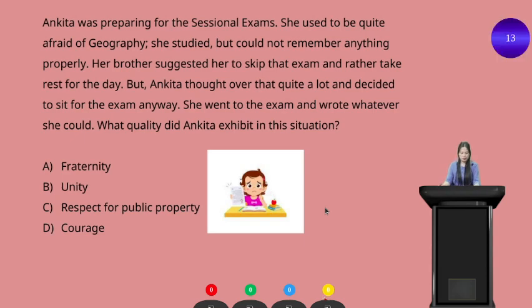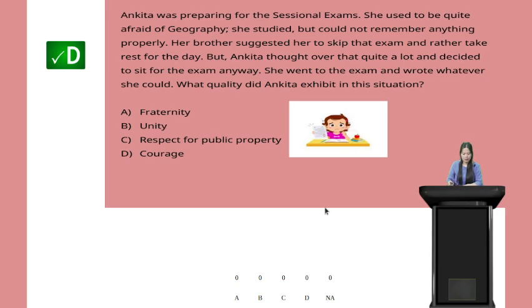Yes, students. So Ankita, even though she could not remember anything properly, she went ahead to the exam and wrote whatever she could. So what quality did Ankita exhibit in this situation? Yes, students, very good. The correct answer is option D, that is courage. Okay, in this situation, Ankita exhibited courage.